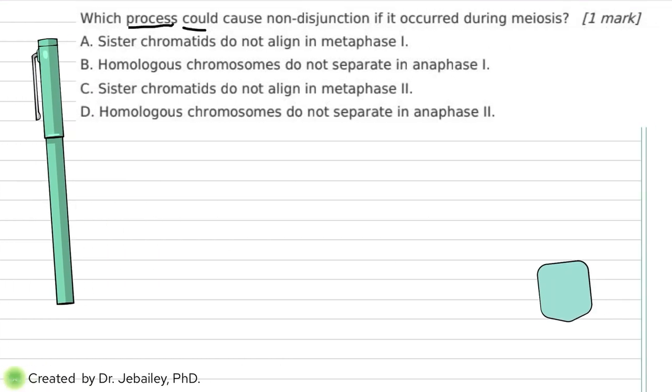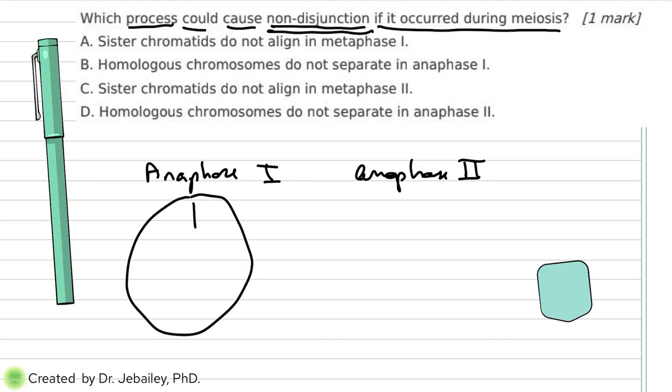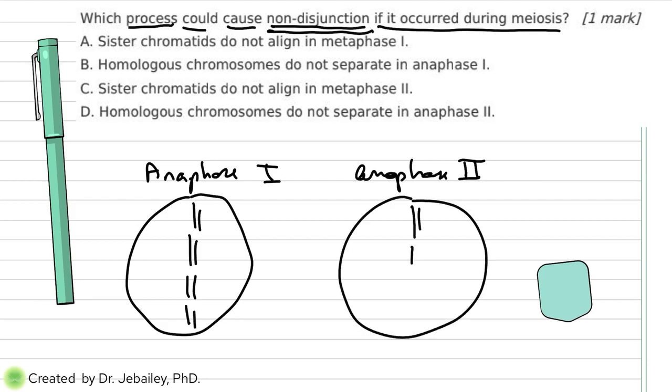Which process could cause non-disjunction if it occurred during meiosis? During meiosis, we have separations in anaphase 1 as well as in anaphase 2. Now, what is non-disjunction? It means they fail to separate. For example, they are in the middle here. Look carefully, I'm going to show you the difference between anaphase 1 and 2. In anaphase 1, there are the homologous chromosomes. That's why I need to put 4, and this is very important.